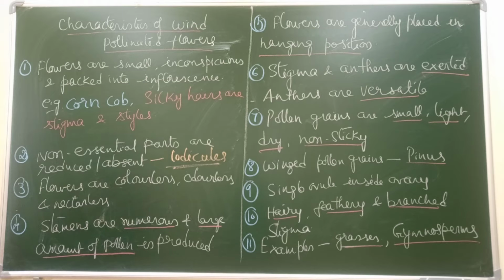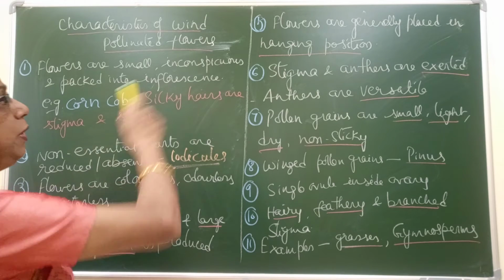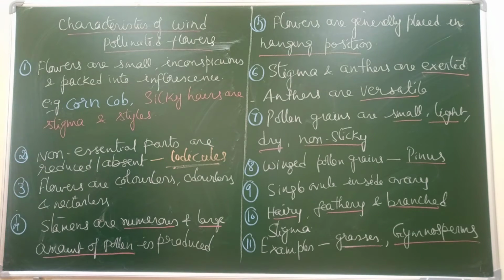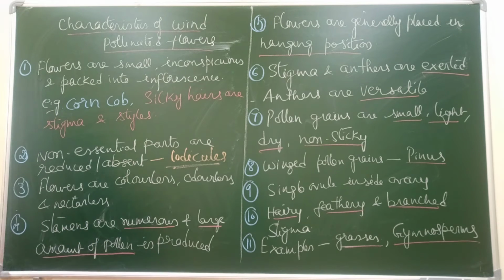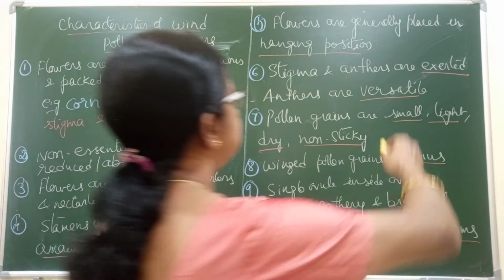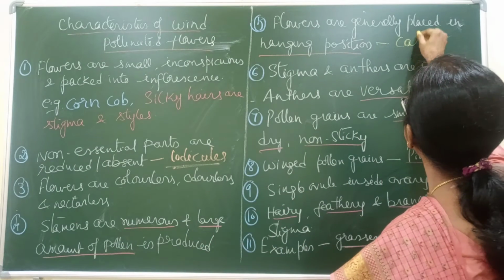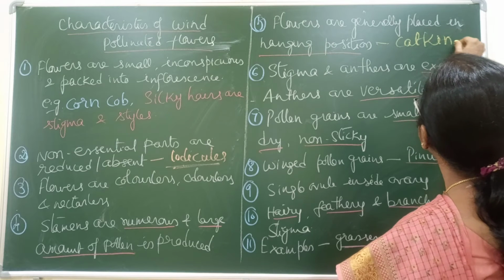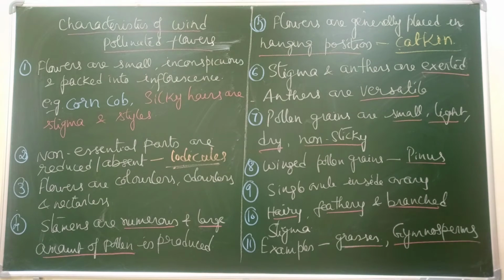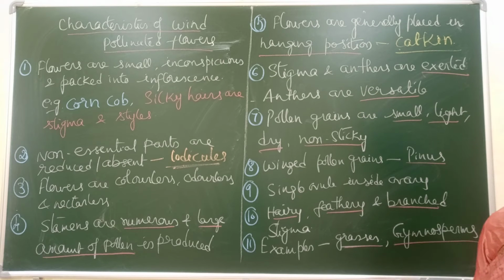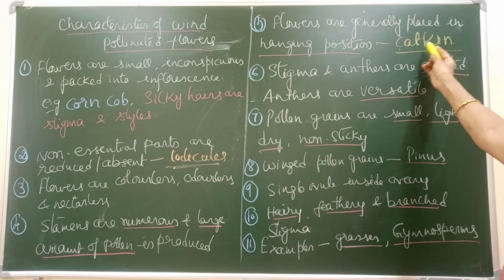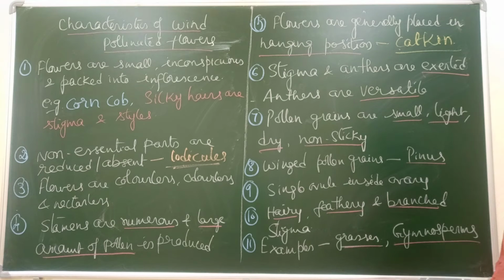Then next, the flowers are generally placed in a hanging position. For example, we can take the catkin inflorescence, where the inflorescence is of hanging type. Here they can be easily carried away by wind. So flowers are generally placed in a hanging position.